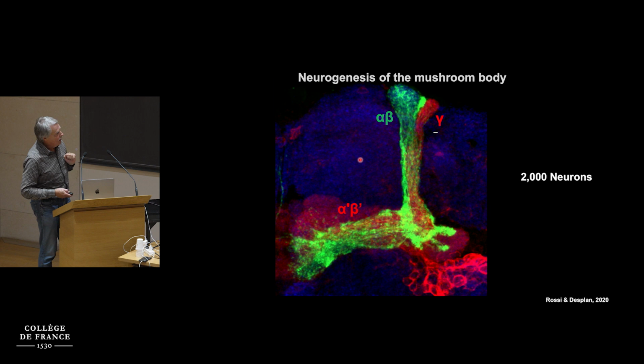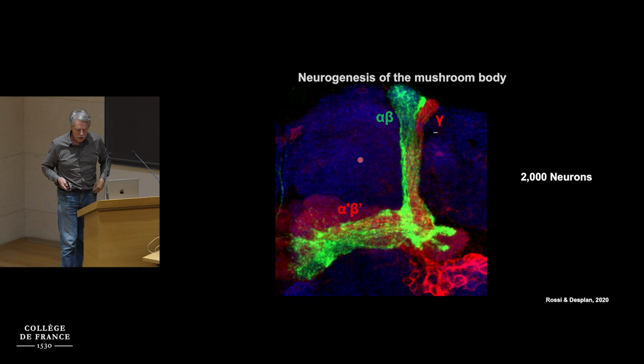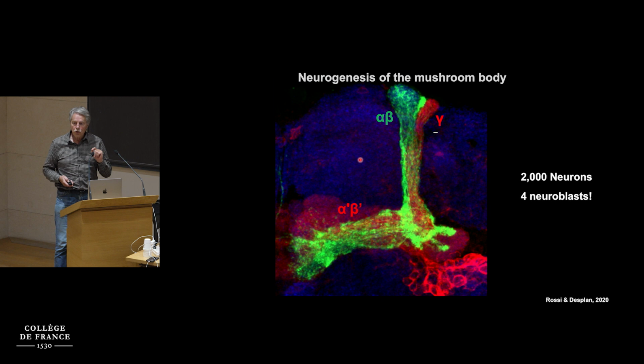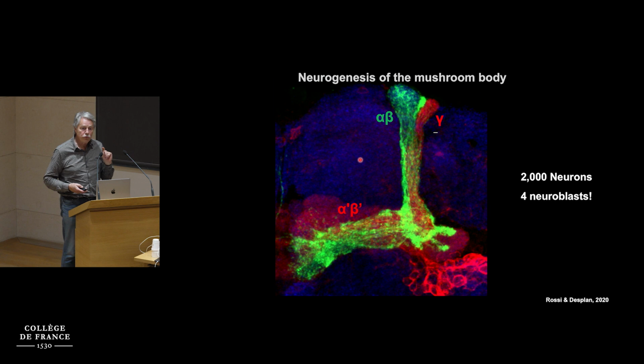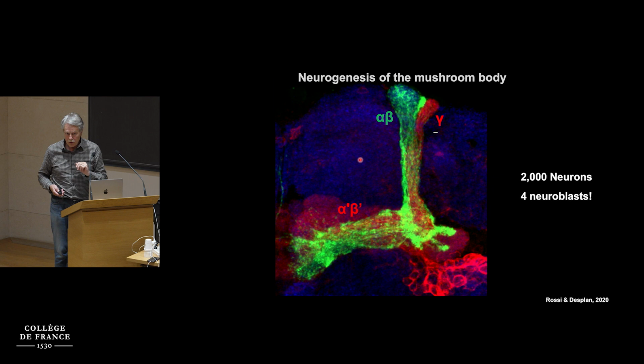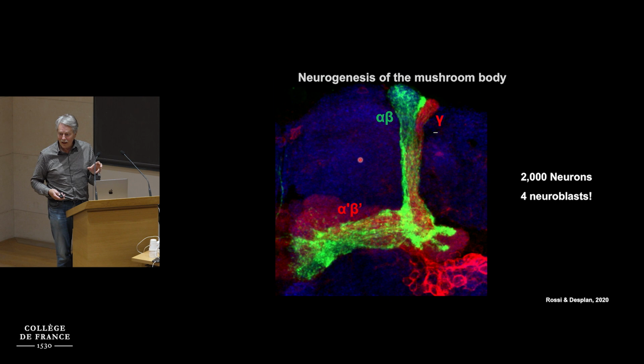It's basically where memory and learning occur, so it's a fairly important structure, and we know quite a bit about it. Something very interesting is that it's composed of 2,000 neurons, but those 2,000 neurons come from only four neuroblasts. If you divide 2,000 by four, each neuroblast produces 500 neurons. One stem cell produces 500 neurons. Because there is still a Notch division, that means it has to undergo 250 divisions. Even if a division takes an hour, that makes 250 hours. This is longer than the larval life of a fly embryo.